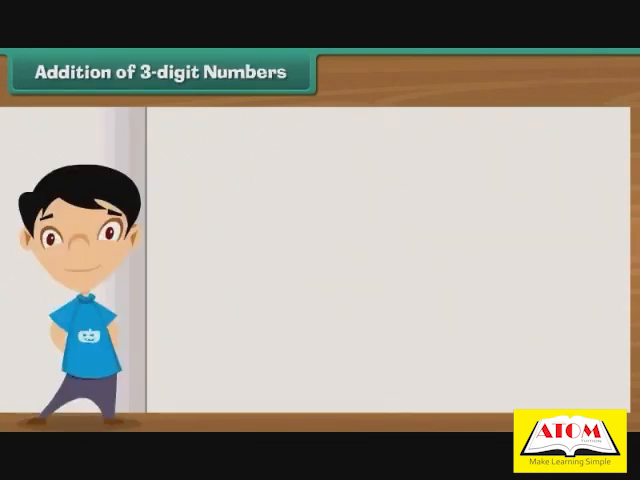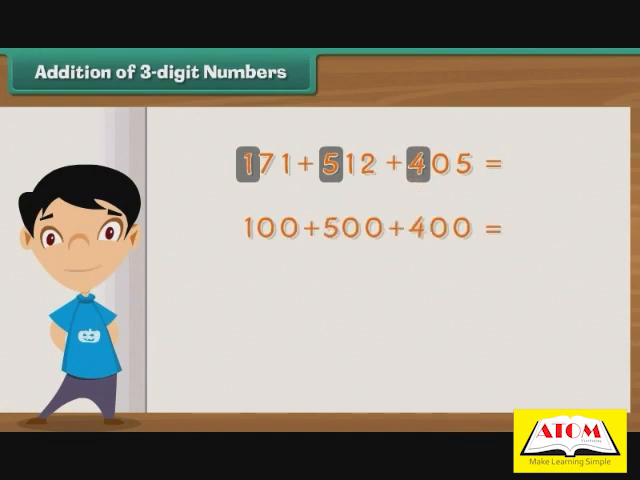Thus, the sum of 25 and 7 can be quickly calculated as 32. Addition of 3-digit numbers. Let us now see how we can simplify the addition of numbers with 3 or more digits. Let us try and add 171, 512 and 405. To simplify the addition, we proceed according to place values. Let us begin with the digits at the hundreds place, that is 1, 5 and 4. We add 100, 500 and 400. The sum is 1000.